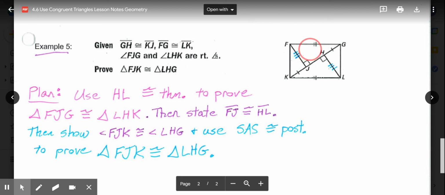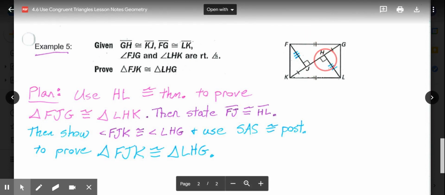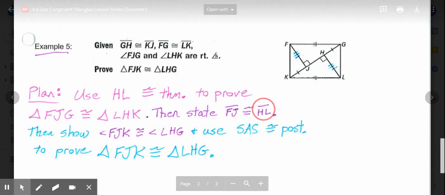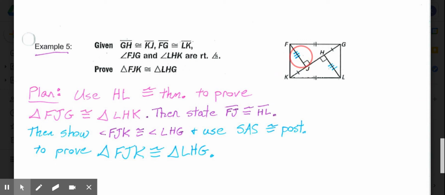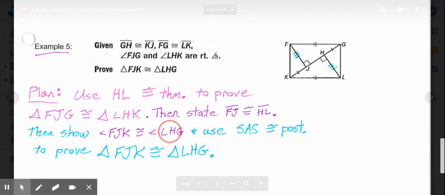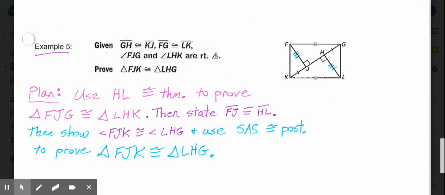up here and JHK down here are congruent because they have the hypotenuse on each, a right angle, and a leg. So those two are congruent, which tells me that FJ is congruent to HL. So FJ here congruent to HL here because they're corresponding parts. Then we can show that angle FJK is congruent to LHG. And then we'll use side angle side postulate to prove triangle FJK is congruent to LHG.